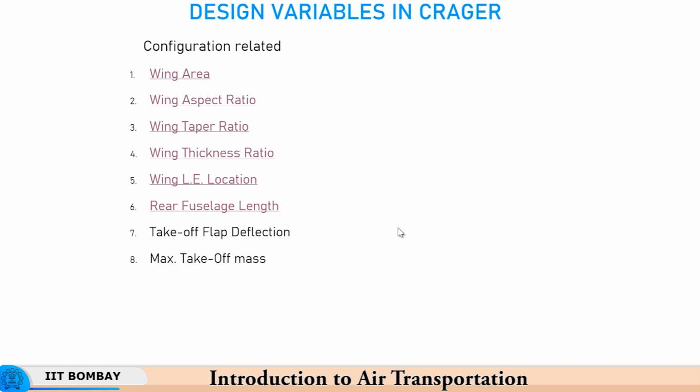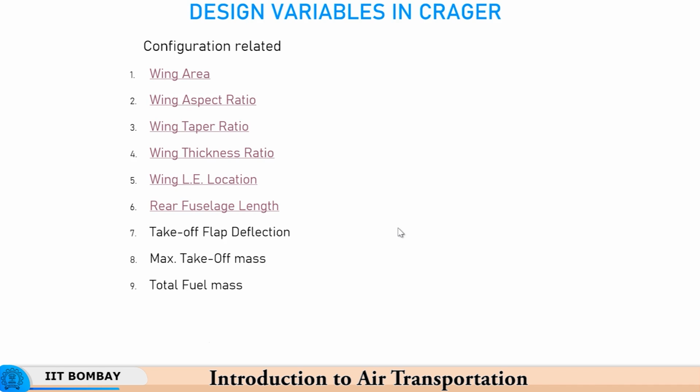The next variable in Kraiger is maximum takeoff mass. Now, interestingly, maximum takeoff mass is actually an output and not an input. In most aircraft design procedures, you actually estimate the maximum takeoff mass. But in the case of Kraiger, we have specified maximum takeoff mass as one of the design variables for a very special and very interesting reason, which I will elaborate when we come to the constraints.